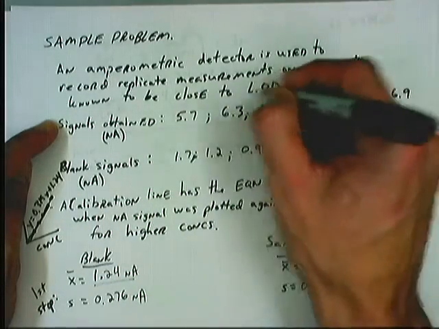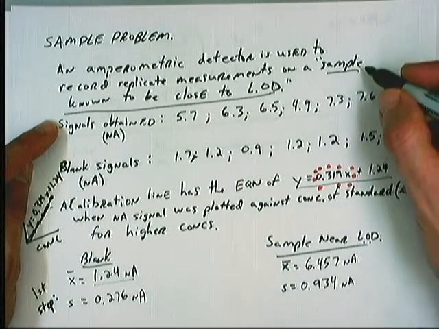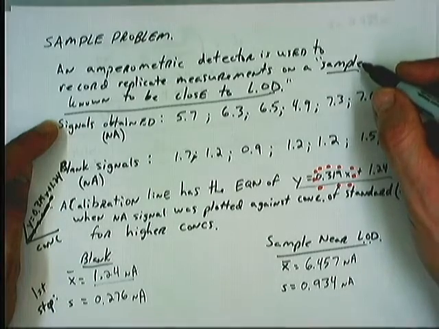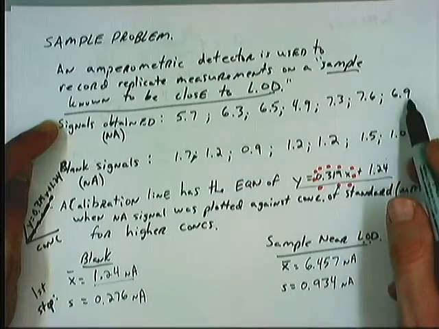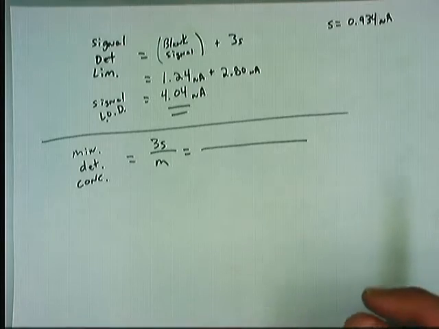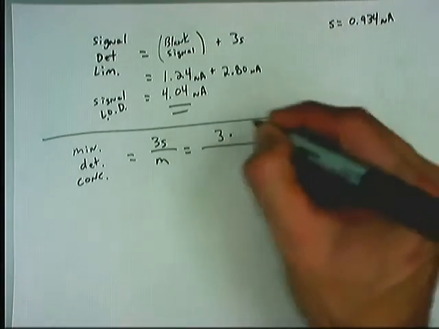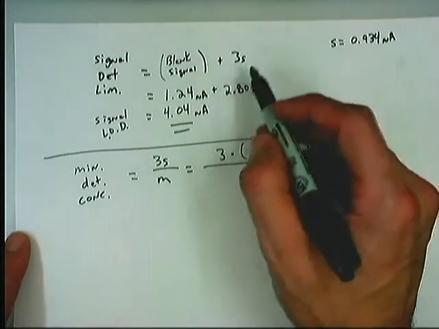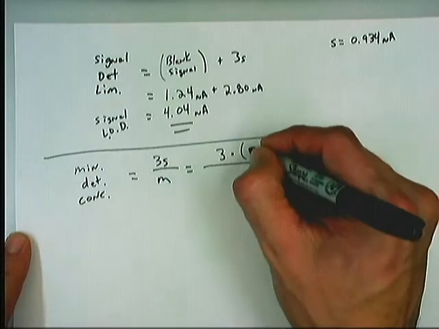Look at this language, okay? You'll see that a lot when you're looking at these problems. Sample known to be close to the limit of detection. That's basically telling you that that data set is what's important for establishing your S. So I took the standard deviation of that data set, or the replicate analysis of the sample near the limit of detection, and that standard deviation is essentially the same as the S that we used up here, which was the 0.934.